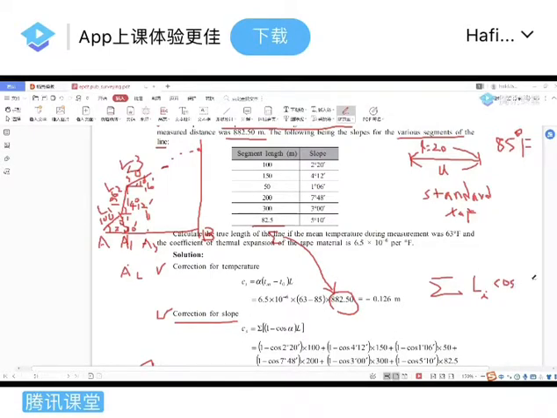Cosine what? Cosine alpha I. What does alpha I stand for? Alpha I is the slope. This is alpha 1, this is alpha 2, and keep on going. Alpha I. So this guy did all the measurements how many times?